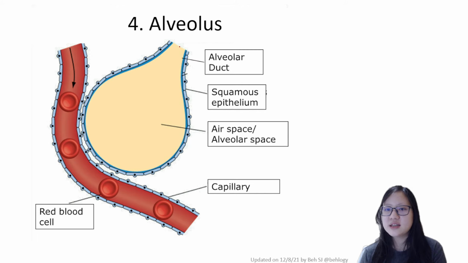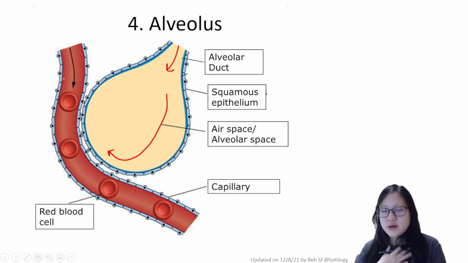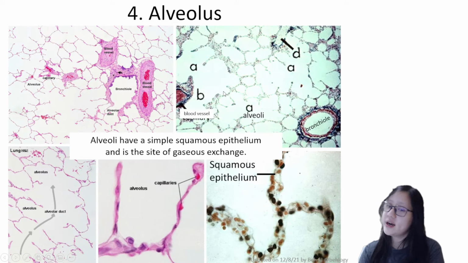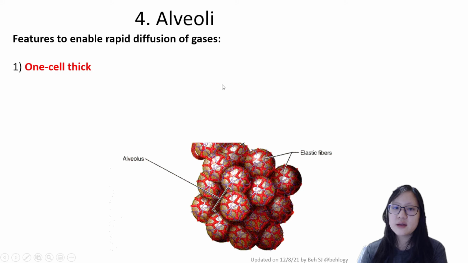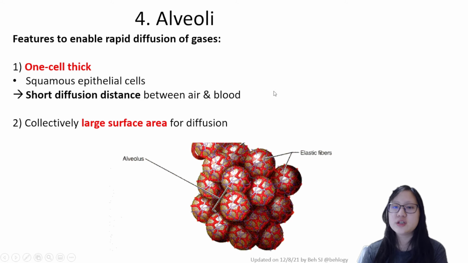As you can see here, there's the alveolar duct, and then there is the alveolar space or the alveolar sac. Sometimes they call it that. And it's one cell thick. You can see this capillary nearby is also one cell thick, also has squamous epithelium, but it's carrying red blood cells. So yeah, this makes it pretty efficient for gas exchange. What else? So let's list it. Number one, I just mentioned it is one cell thick, and this makes the diffusion distance much shorter between air and blood, so efficient gas exchange.